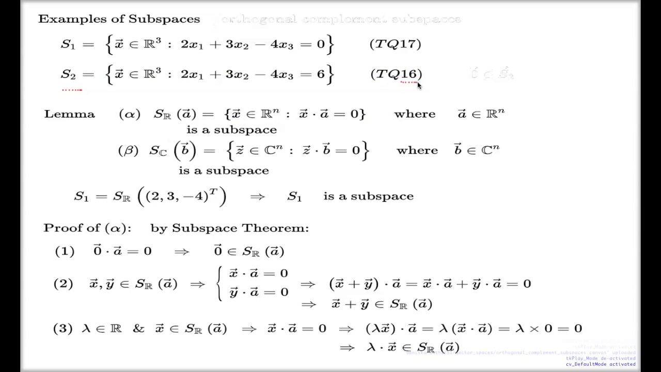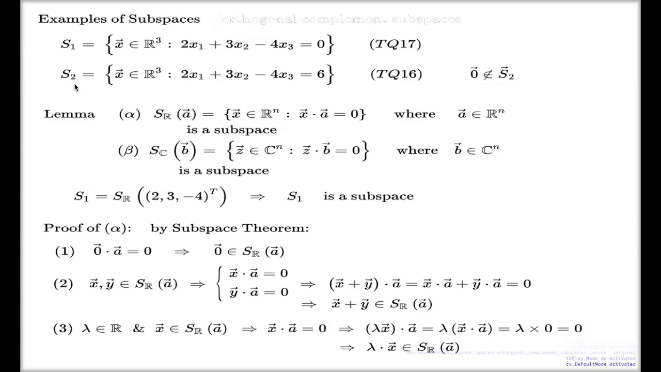S2, question 16, says, show that this is not a subspace. This is easy. If you want to show something is not a subspace, again, you use this subspace theorem, but this time you just present a counterexample which fails one of the criteria. And for S2, the example is easy. Obviously, vector 0 doesn't belong to this S2 because vector 0 doesn't make this condition satisfied. And that's why this first criterion fails for S2, and that's why S2 is not a subspace.